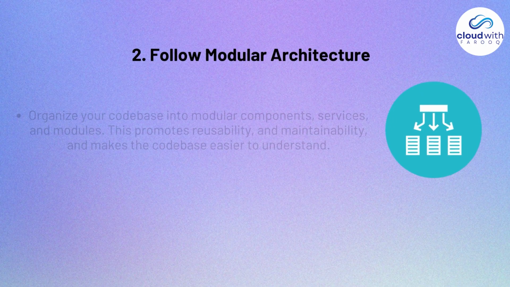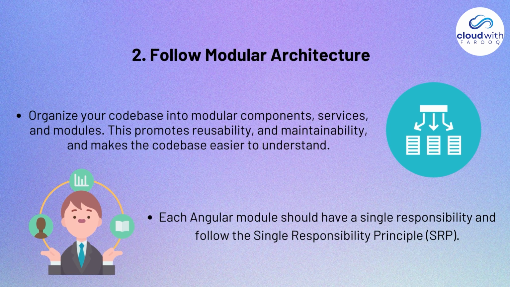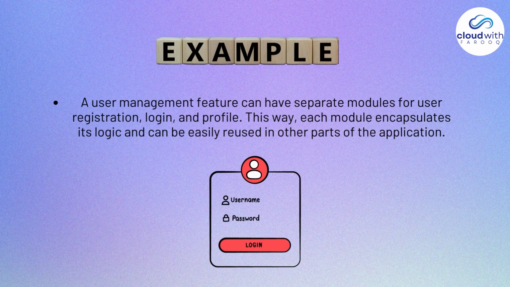Number 2. Follow modular architecture. Organize your codebase into modular components, services, and modules. This promotes reusability, maintainability, and makes the codebase easier to understand. Each Angular module should have a single responsibility and follow the single responsibility principle. Example, a user management feature can have separate modules for user registration, login, and profile. This way, each module encapsulates its logic and can be easily reused in other parts of the application.